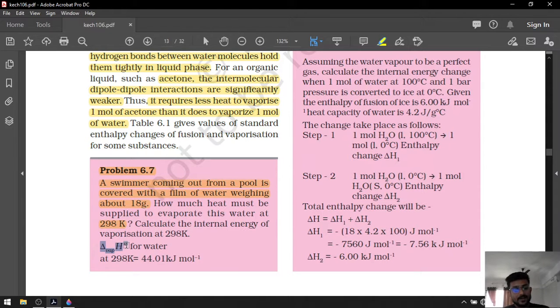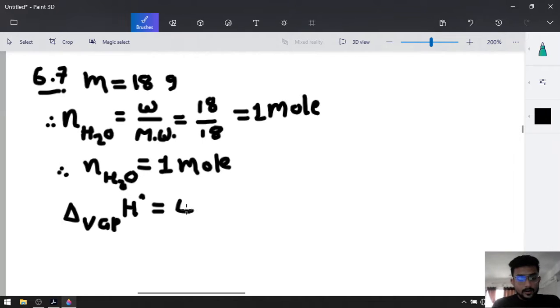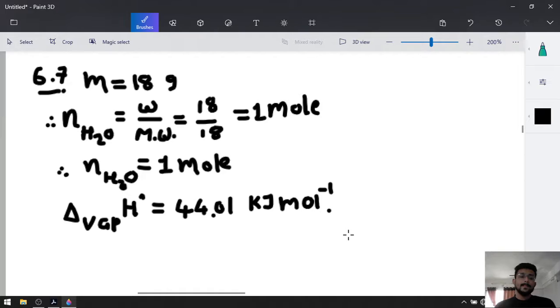Now, delta vaporization H naught for water at 298 Kelvin is 44.01 kilojoule per mole. So, they have given us delta vap H naught for 298 Kelvin temperature, which is equal to 44.01 kilojoule mole inverse. Okay. Now, I want to calculate the amount of heat required.